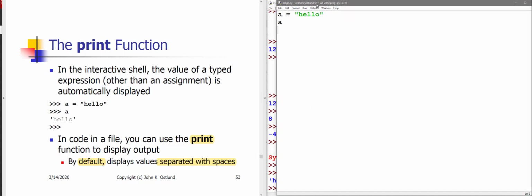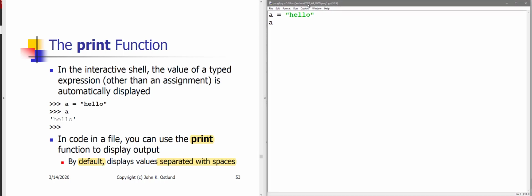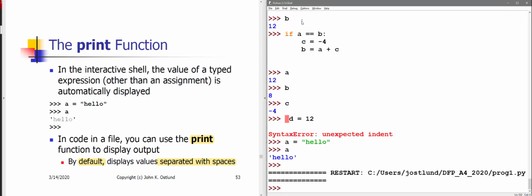You may or may not be able to see that. Whoops, I moved the window by accident. You may or may not be able to see that this thing now does have the name prog1.py. So let me say run module. Now, in order to run the module, what happens is that the editor hands this module to the shell, and the shell executes all of the code in this module, all of the code in this file, first by restarting itself.